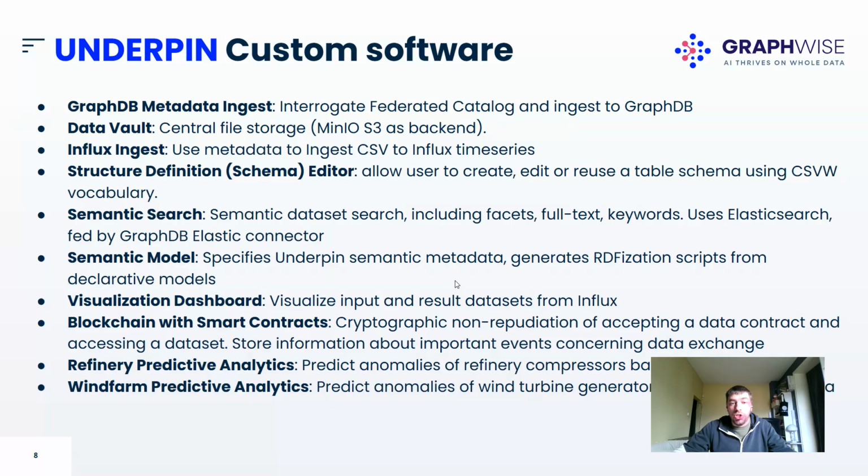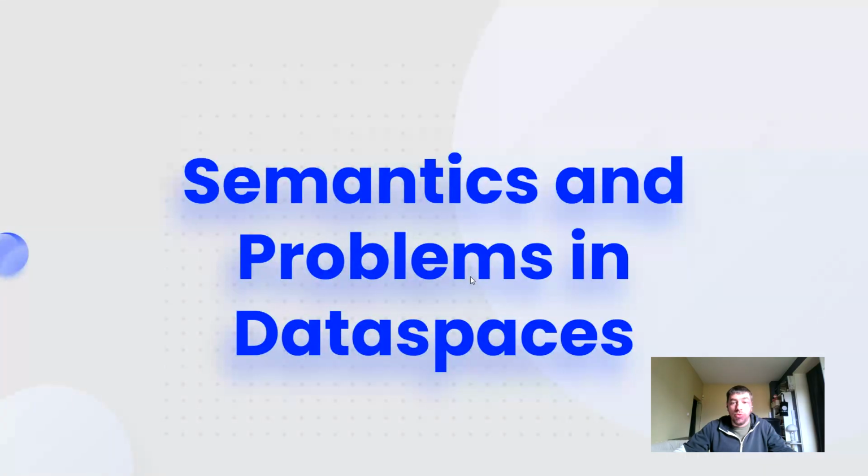We also have direct ingestion of data from the data vault to Influx. We have an editor to create the schemas. This is also integrated within the data vault. We have the semantic search enabled through Elasticsearch. We have the semantic model and the visualization dashboard. We also have blockchain with smart contracts that record all the asset negotiation and transfer so that it can be used for reference later. And of course, we have the two analytics services, one for the refinery and one for the wind farm data. So with this brief description, I'll pass it over to Vlado to describe to you the semantics in the data space.